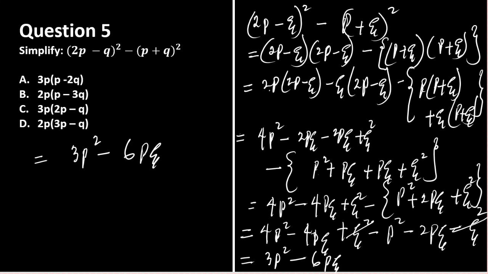Now, if you look at the objectives, you'll see that I don't have anything identical to this, but I actually have something similar. The objective wants me to further factorize. I have 3, I have 6. I have p squared and I have another p. So I can factorize with 3p. Bring out 3p, then I'll be left with p minus 6 here becomes what? 2q. So the most similar to my answer is E. So question 5, the answer is E.